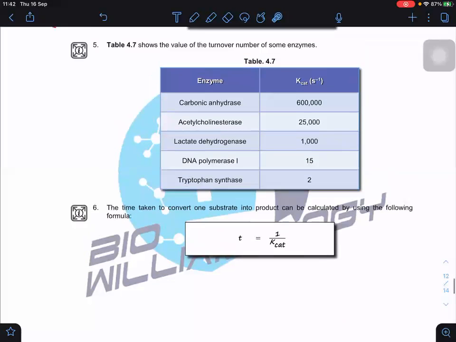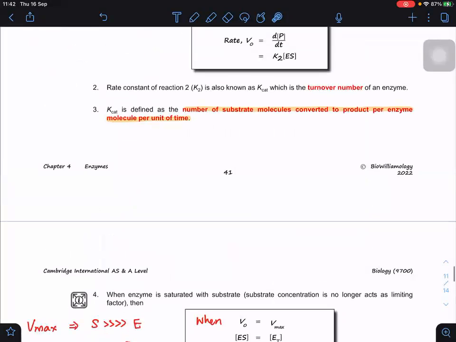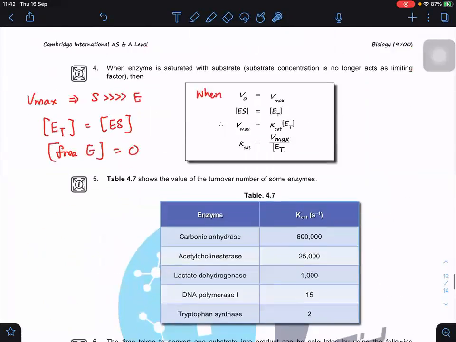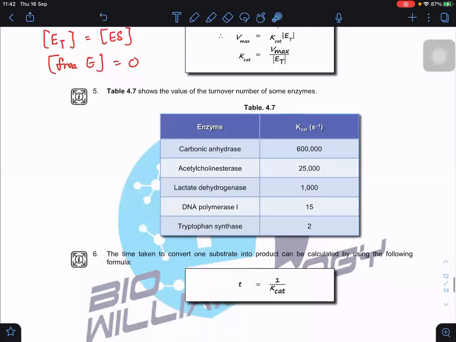Now, how can the question ask you? Most students say, what did I learn about turnover number? So what you need to know is that turnover number is actually the number of substrate molecules converted to product per enzyme molecule per unit time. So basically, the unit is per second. In this table, the question can give you a table and the formula and ask you to calculate the time taken. So time taken, very simple.